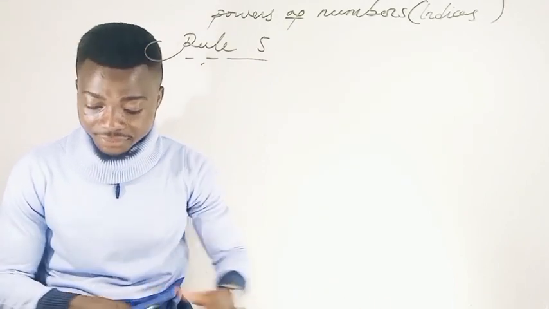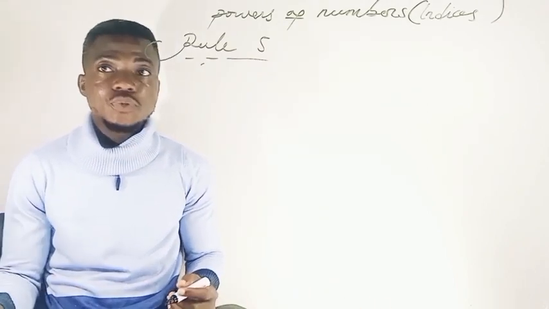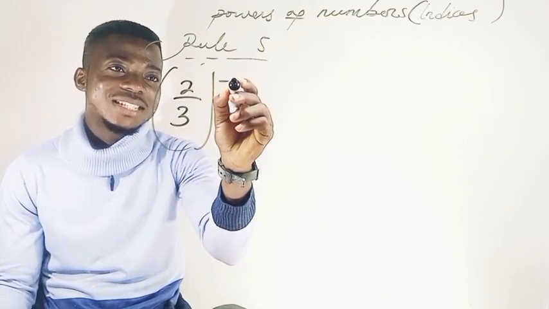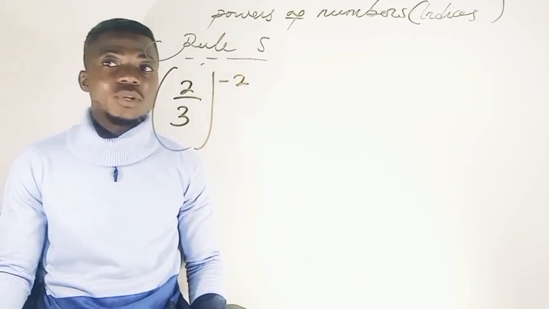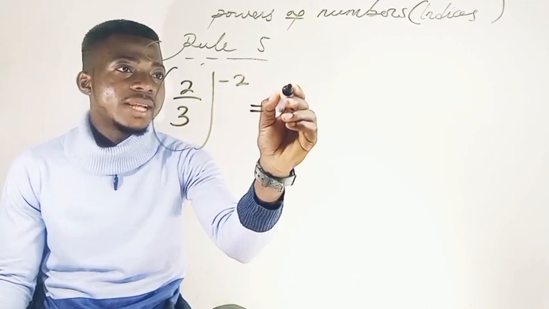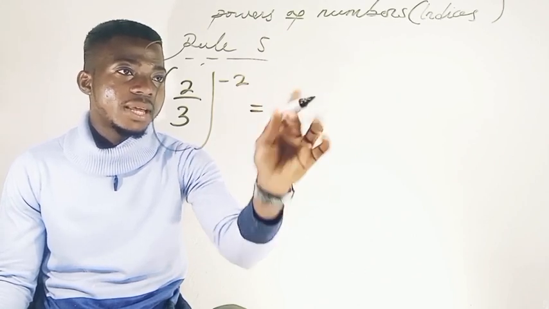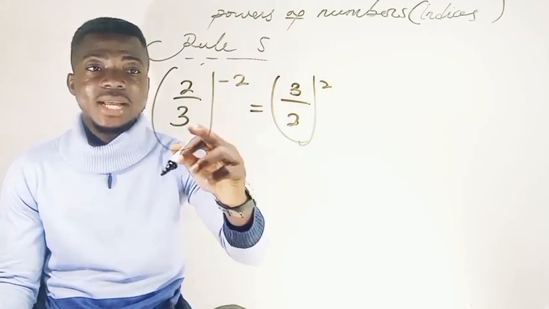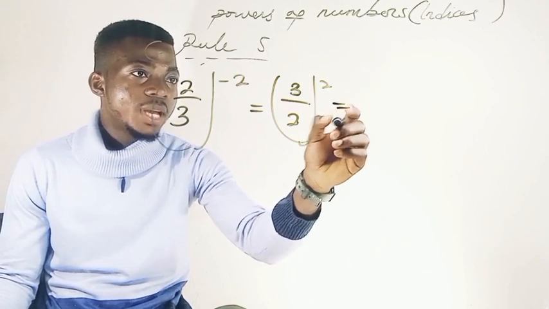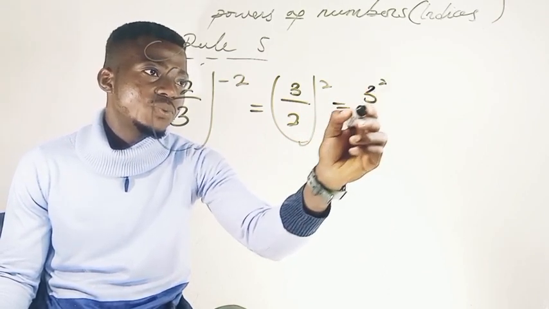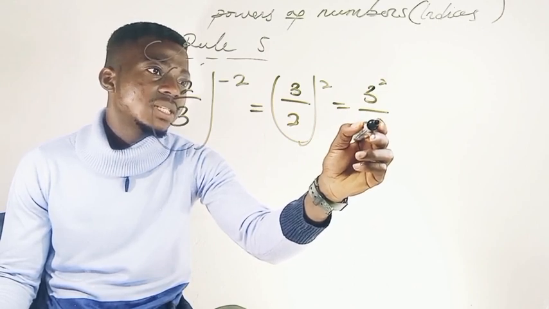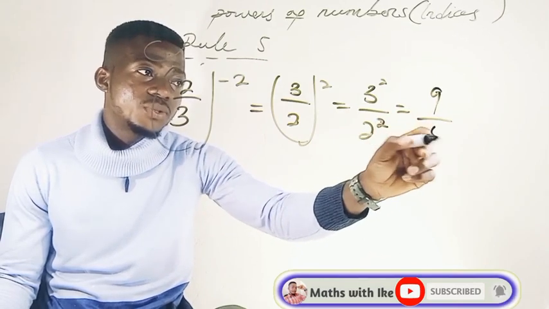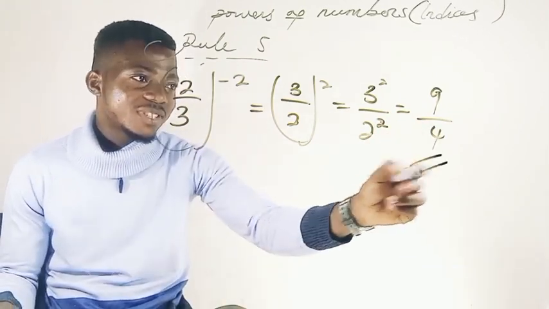Okay, so let's take this example. 2 over 3, all exponent negative 2. With this, it's the same as writing 3 over 2 exponent 2. So I just swap the positions. This will be equal to 3 exponent 2 over 2 exponent 2. So 3 exponent 2 is 9, 2 exponent 2 is 4. 4 over 9 becomes our answer.